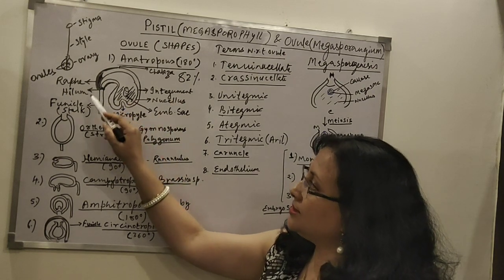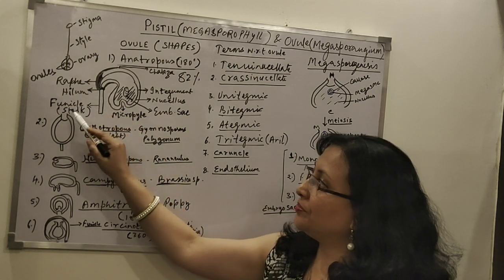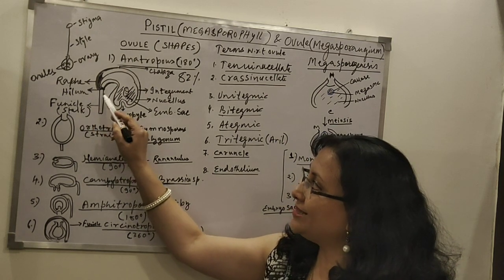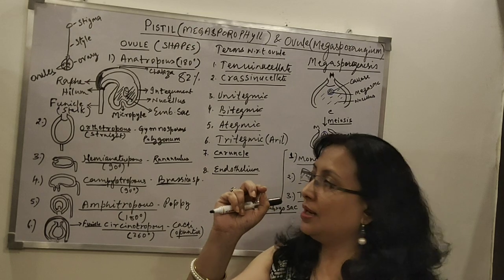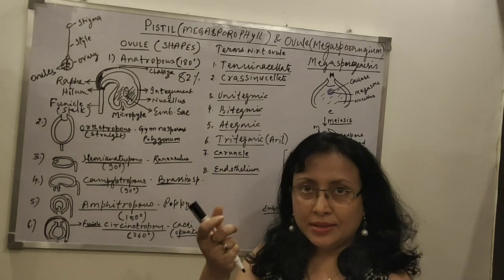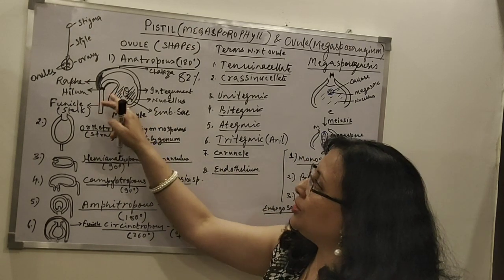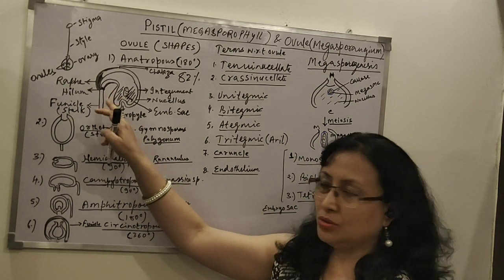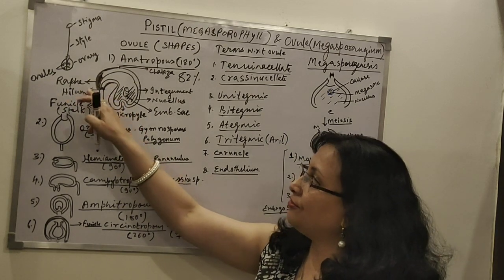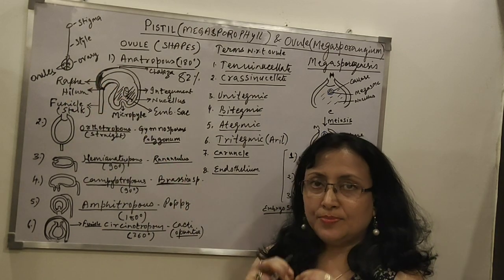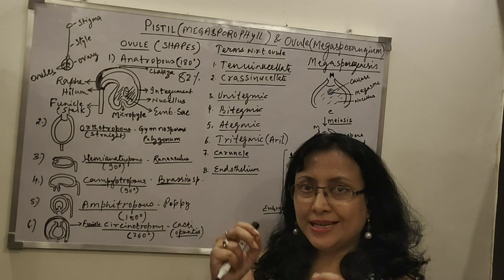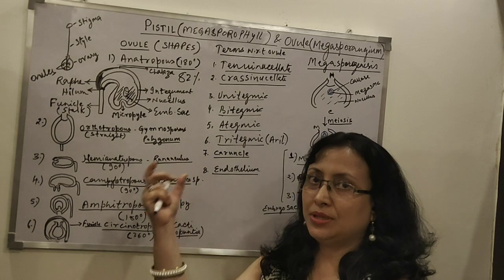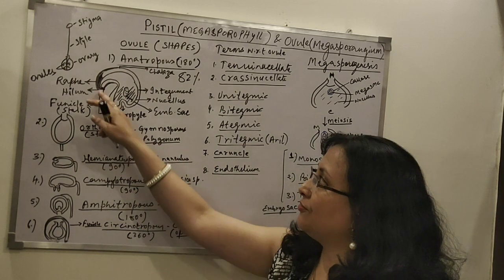And let us discuss the other parts, like hilum. The funicle is attached to the ovule at a point which is called the hilum. So the ovule will break at the hilum. It is the point of attachment of the funicle with the ovule, hilum. And raphe, that is particularly a kind of lengthwise attachment of the funicle with the body of the ovule, raphe.